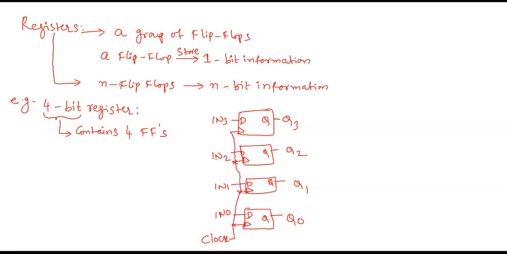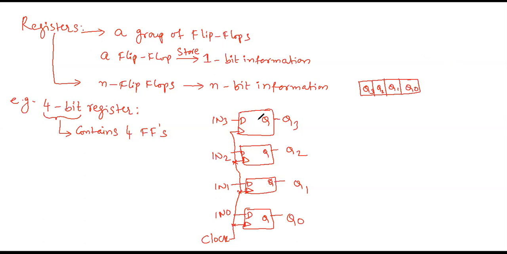Now, diagrammatically we can represent a register like this. How many bits? 4 bits. So draw 4 cells. Here the cells will store Q3, Q2, Q1, Q0.